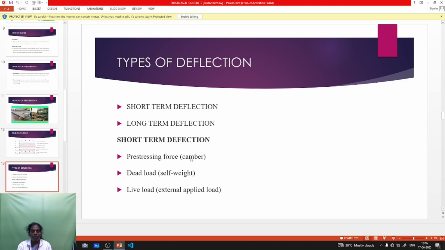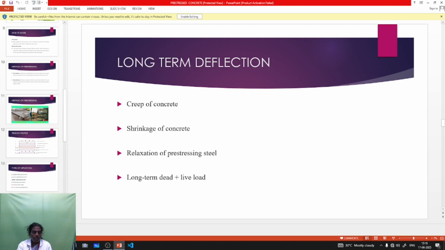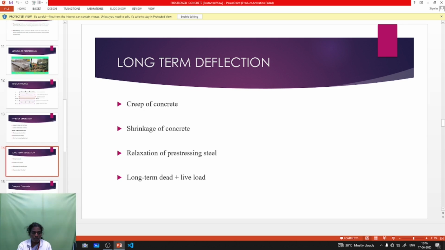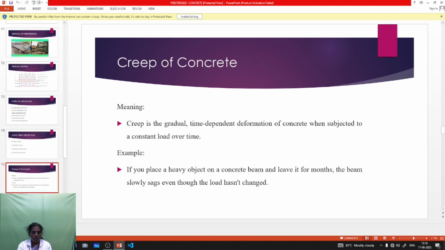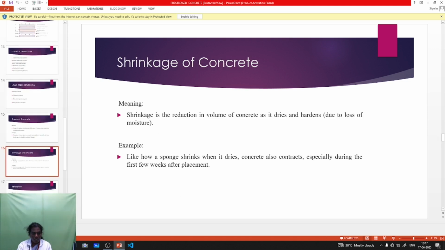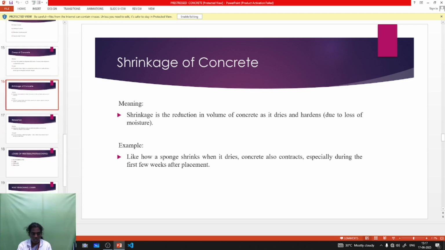Prestressing force deflection depends on the type of tendon used. For a straight tendon, it is PeL² by 8EI. If a parabolic cable is used, it is 5PeL² by 48EI. Then long term: after a year, or after a few months, the beam gets deflection as creep, shrinkage and relaxation occur. Creep is very, very important. The creep coefficient is a long-term process. Over time, creep is considered much more than shrinkage and relaxation.